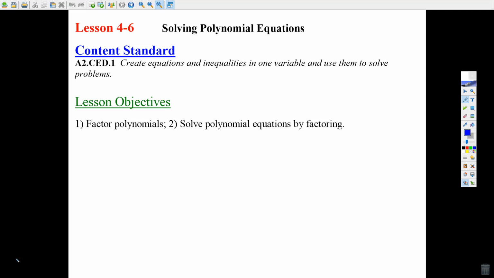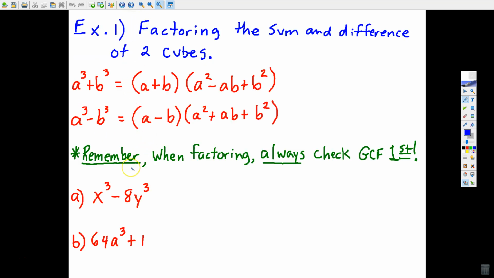Okay, so the title of today's lesson is Solving Polynomial Equations, but in order to do that, we're going to need to be good at factoring, because factoring, when it's possible, is the best way to solve. It's not always possible, but when it is, it's great. And in this lesson, I'm going to show you some new factoring techniques that you probably have never seen before. So let's talk about those first.